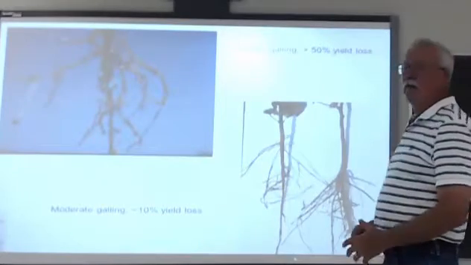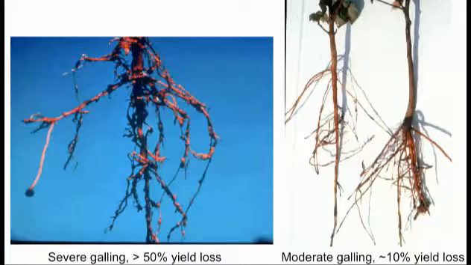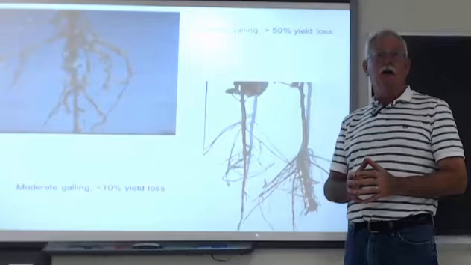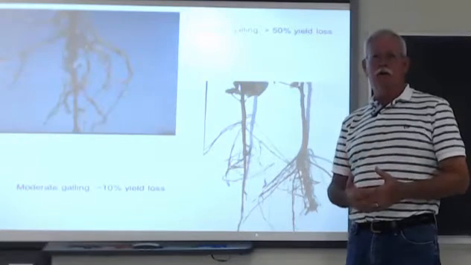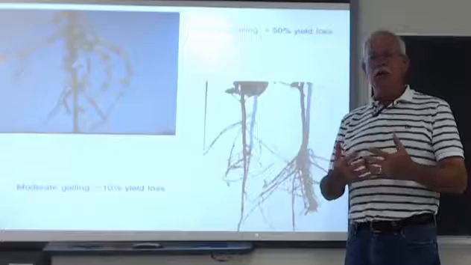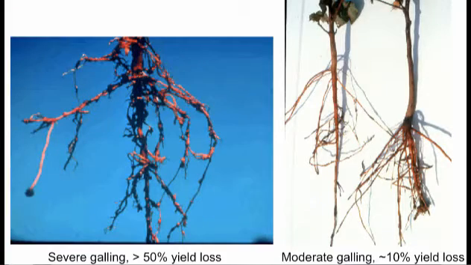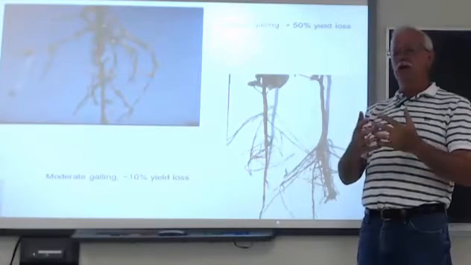I now want to talk about the root knot nematodes. This is probably the most important nematode pathogen of all the nematodes. There are over 100 species of this nematode. Every crop plant grown is susceptible to at least one of these. Out of the 100 species, there's probably 10 or 20 that do most of the damage.